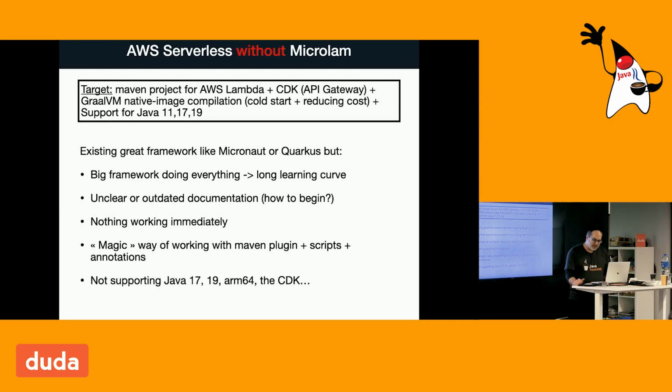The first time I tried to use serverless for my work in companies, the first idea was to look for existing frameworks. And this is exactly what I was looking for. I don't like Gradle. I want a Maven project for AWS Lambda using the CDK. You know what is the CDK? No one? Okay. So the CDK is something provided by AWS to code your infrastructure.